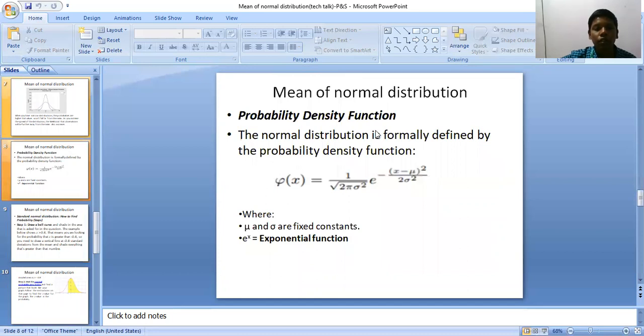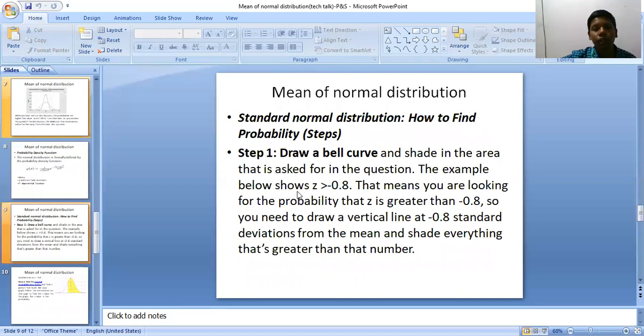Probability density function. The normal distribution is formally defined by the probability density function. f(x) is equal to 1 over the square root of 2 pi sigma squared, times e to the power of negative (x minus mu) whole squared over 2 sigma squared, where mu and sigma are fixed constants. e to the power x is the exponential function.